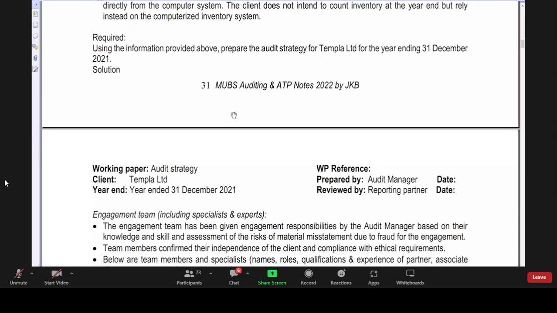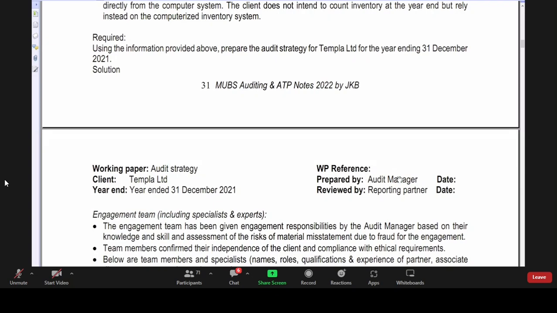Thank you very much. So like I said, everything you do in audit must have a working paper. So this one is a working paper in respect to audit strategy. You give it a working paper reference, WP. You can probably say 001. The client is Templar Limited, prepared by the audit manager.